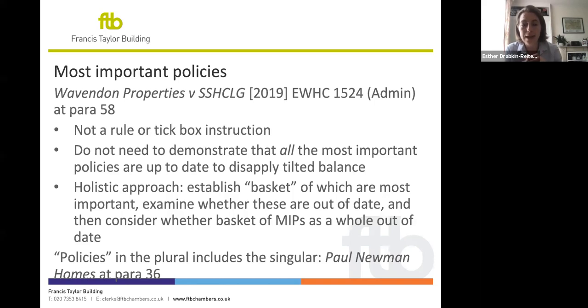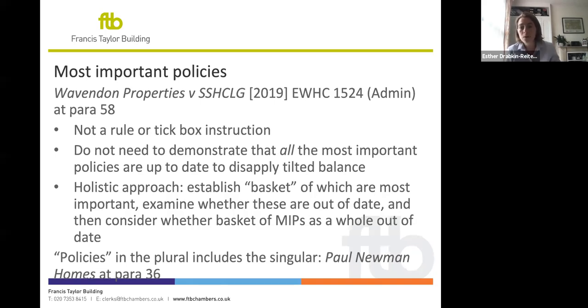You first establish a basket of which policies are the most important. Then once you've got your basket, you consider which policies in that basket are out of date. And once you've identified which are out of date and which aren't, you consider, is the basket as a whole out of date? And this test and this language has been affirmed by a number of courts in subsequent cases.